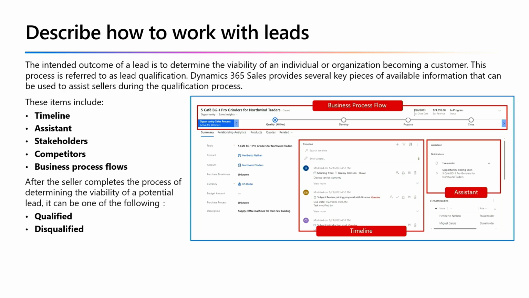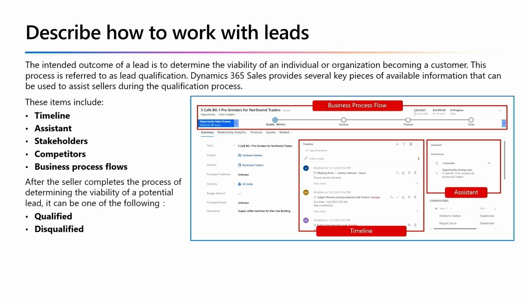The assistant. This provides reminders or notifications about items related to the lead. For example, the relationship assistant may offer a reminder about an upcoming appointment related to the lead. Appointment details can be viewed by opening the record directly from the lead.